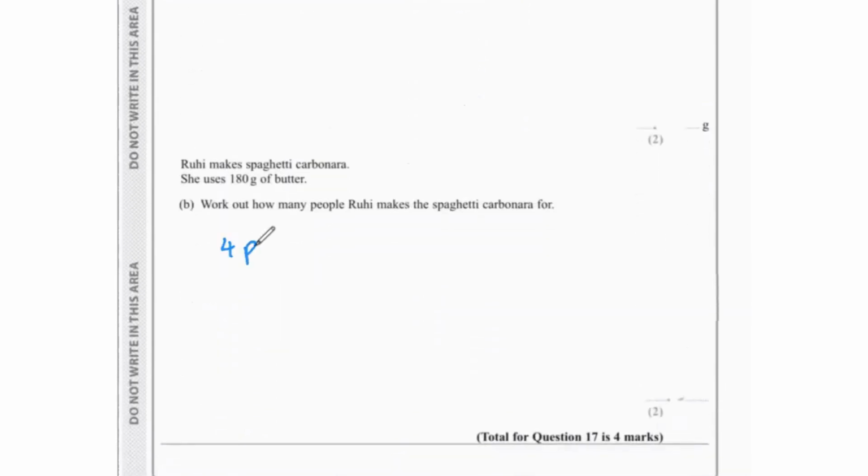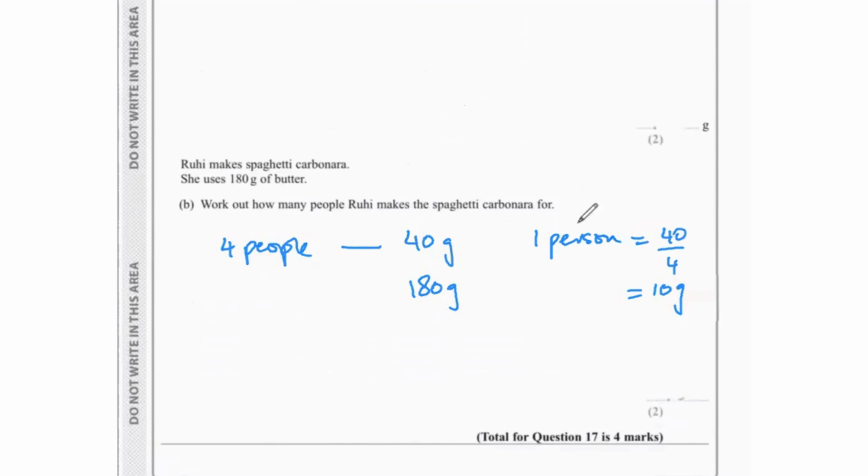So 4 people is 40 grams. We have 180 grams over here. So what we can do is find the quantity used for 1 person. 1 person would be 40 divided by 4, that's 10 grams. So if 1 person uses 10 grams, 180 grams would be used for 18 people. So that's your answer.